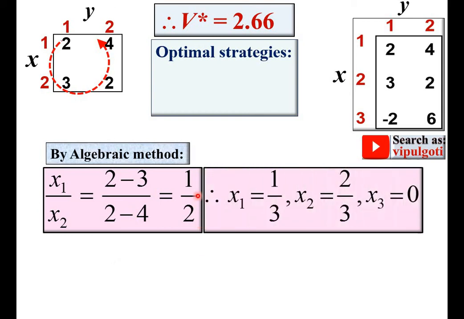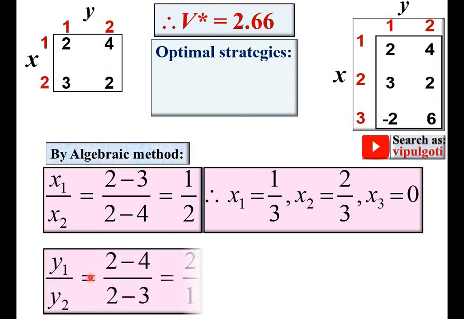So from that I can write the probability of X1 is equal to 1 divided by sum of these two. Similarly, X2 is equal to 2 upon sum of these two. And X3 is not in the final picture. That means third strategy of player X is not in your final payoff matrix. So you can say the probability is 0 for third strategy of player X.